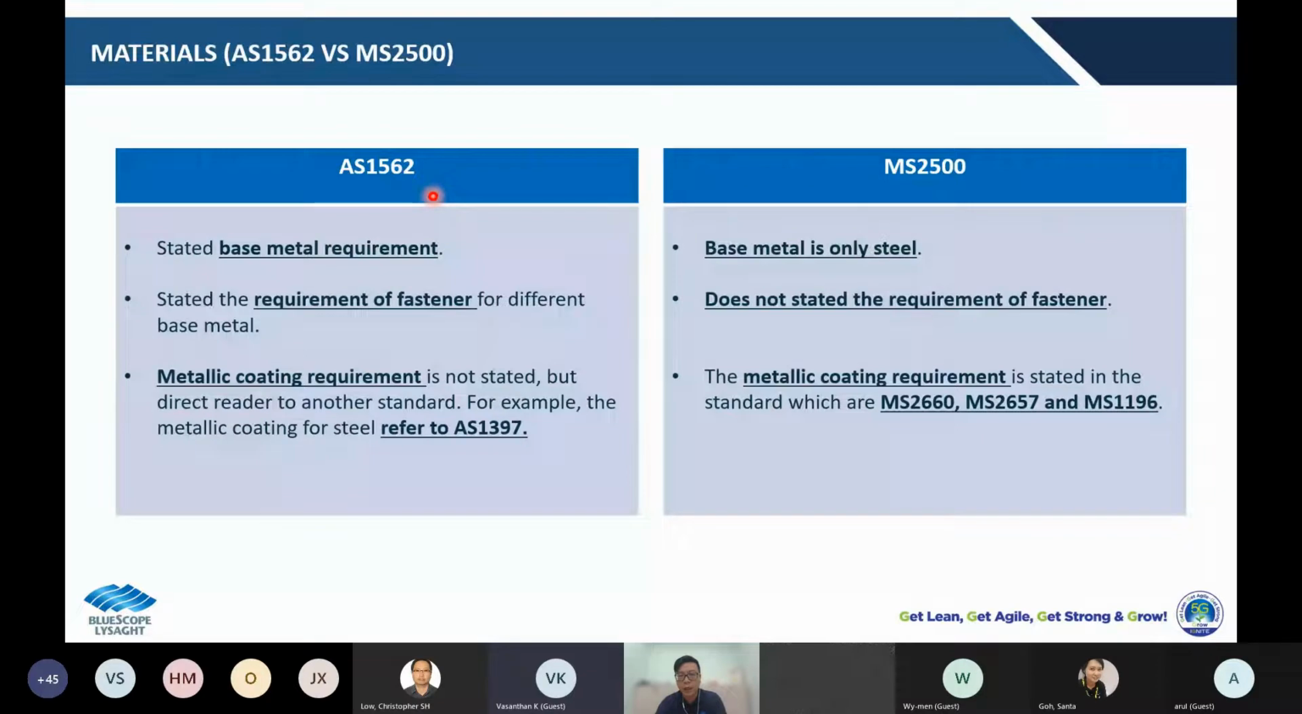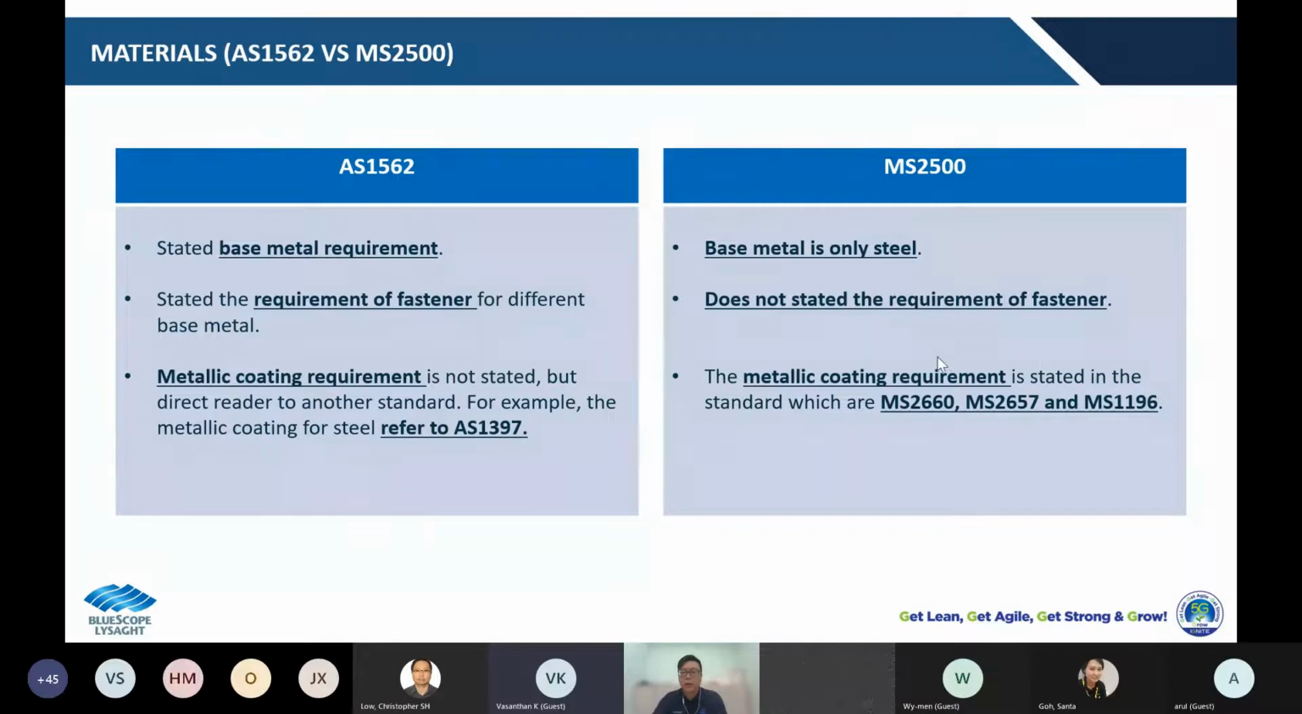In other words, AS 1562 is not only talking about steel. It's talking about the requirement of metallic coating on stainless steel, aluminium, copper, and other metals. But MS 2005 is more focused on steel.